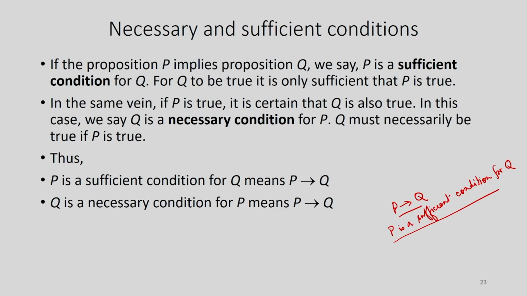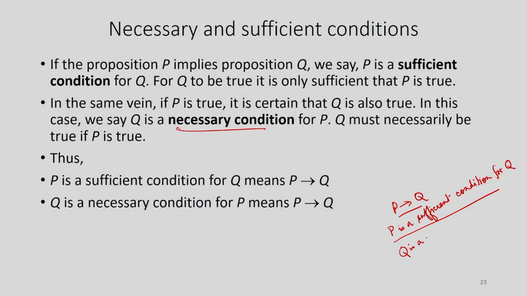In the same vein, if P is true, it is certain that Q is also true. In this case, we say Q is a necessary condition for P. Q must necessarily be true if P is true. So, this is just saying the same thing. When I say P is sufficient for Q, that also implies that Q is necessary for P. Why is this word necessary coming? It is coming because if P is true, then Q is necessarily true, because we know P implies Q. So, this is the case where Q is a necessary condition for P. These things are actually saying the same thing.